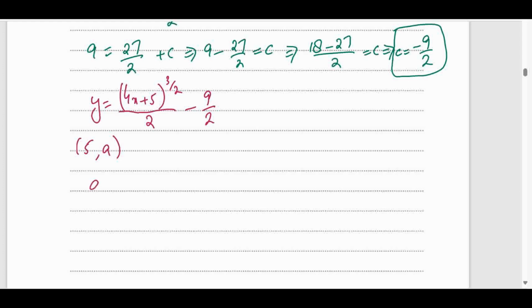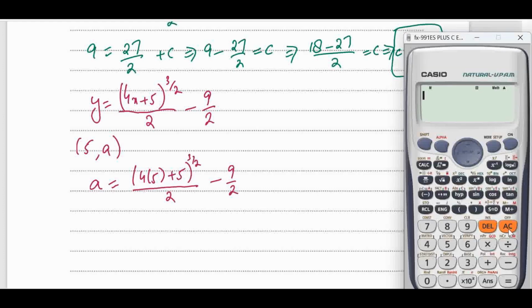Y coordinate is a, x coordinate is 5. So 4 into 5 plus 5, whole power 3 by 2, divided by 2, minus 9 by 2. Now let's use the calculator directly. This will be bracket 4 times 5, that is 20. So 20 plus 5 is 25.